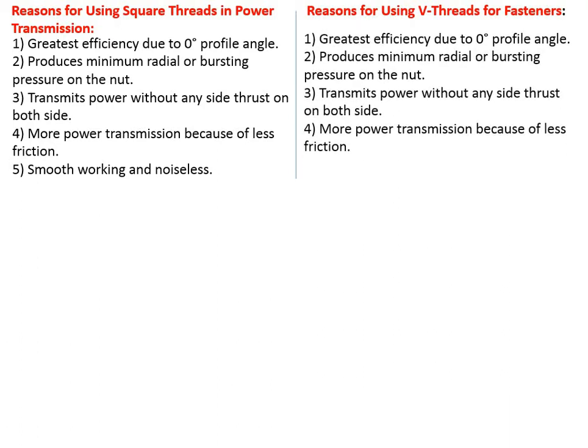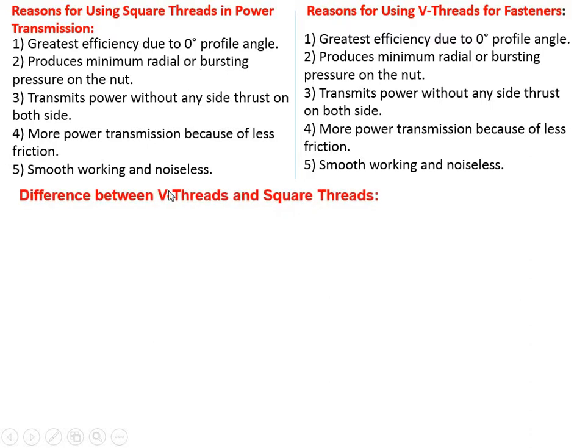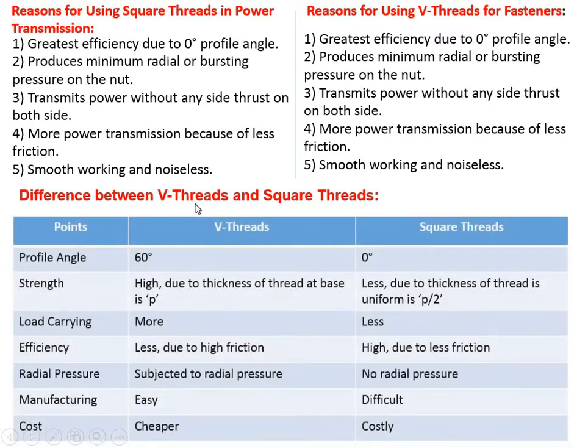Now the next is reasons for using V threads for fasteners. It has the greatest efficiency due to the 0 degree profile angle. It produces minimum radial or bursting pressure on the nut. It transmits power without any side thrust on both sides, and has more power transmission because of less friction, and it is smooth working and noiseless. So more or less the properties of square threads and V threads are the same. That's why V threads are used in fasteners, and square threads are used in power transmission.